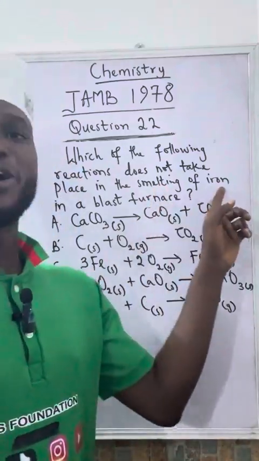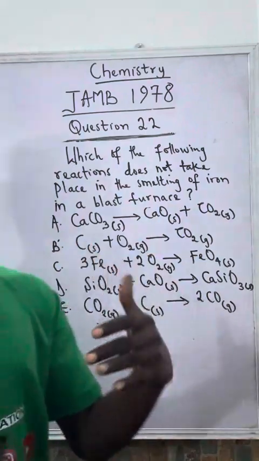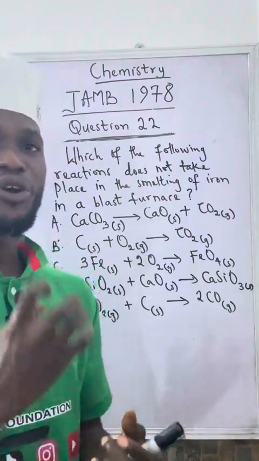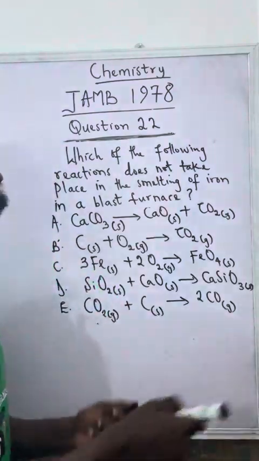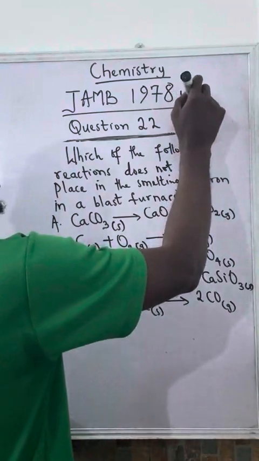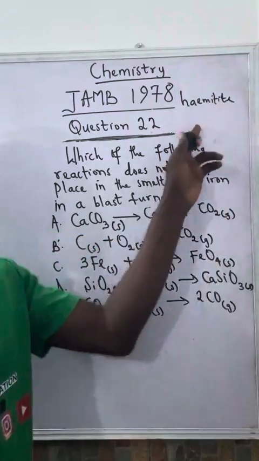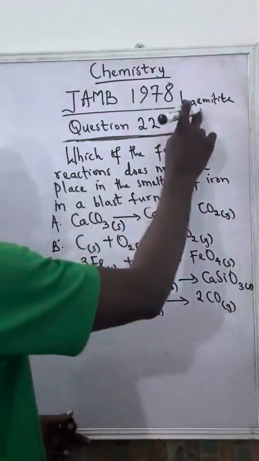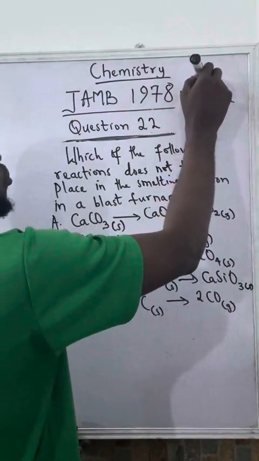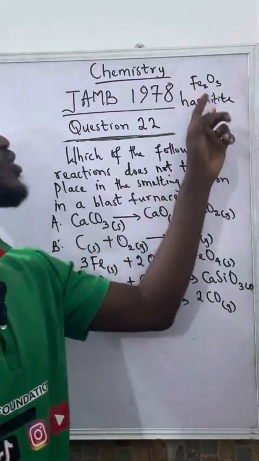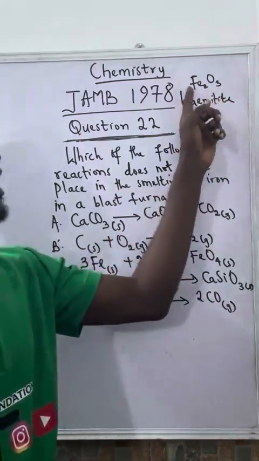First of all, what is smelting of iron? This is the process where iron is extracted from its ore. The ore of iron is what we call hematite. Hematite is a rock particle. The chemical formula for hematite is Fe2O3, so it is an oxide of iron, iron(III) oxide.